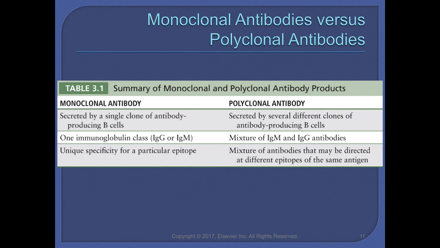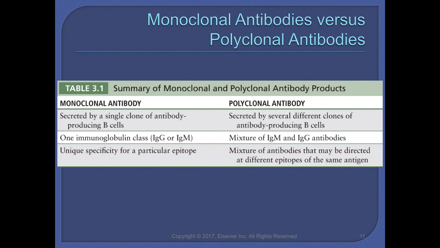So this table right here is actually very nice because it shows you the exact difference between monoclonal and polyclonal antibodies. So monoclonal antibodies are secreted from a single clone of antibody producing B cells, and polyclonal are secreted by several different clones of antibody producing B cells. Monoclonal contains one immune globulin class, either IgG or IgM. However, with polyclonal antibodies, there is a mixture of IgM and IgG antibodies.